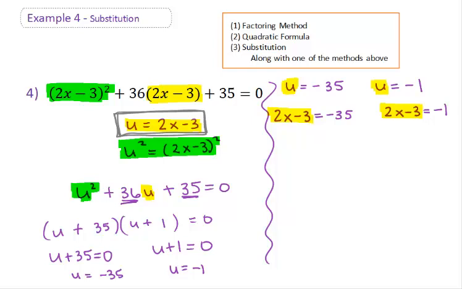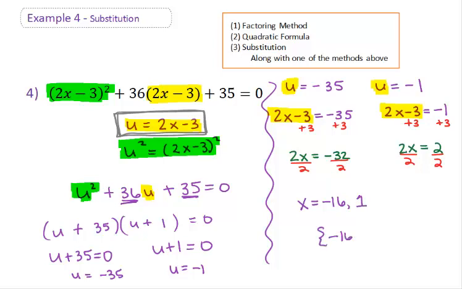From here, you just isolate your x variable. Add 3. That gives you 2x is equal to negative 32. And 2x is equal to 2. Divide by 2 to get the x's completely isolated. That gives you the answer of x is equal to negative 16. And over here, x is equal to 1, or the solution set of negative 16 and 1.